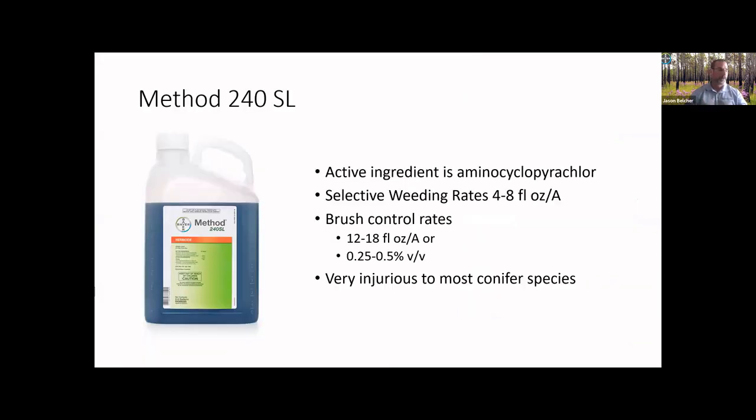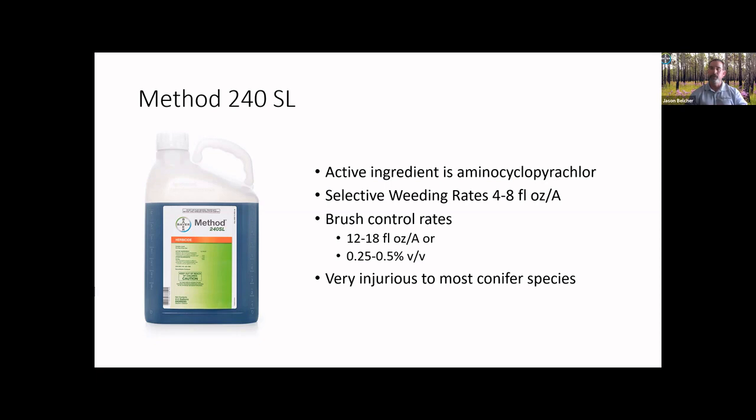Method I'm not going to spend a lot of time on. Dr. Enloe mentioned it. But again, selective weeding rates are 4 to 8 ounces. If you go to brush rates, it's generally 12 to 18 ounces or 1/4% volume to volume. But again, it's very injurious on conifer species, so you have to be aware of the site you're going on. But again, it's not the boogeyman.